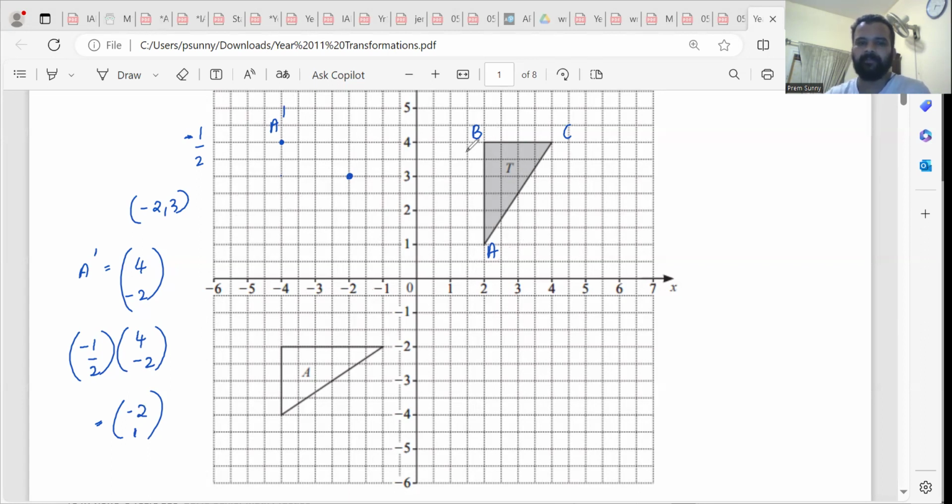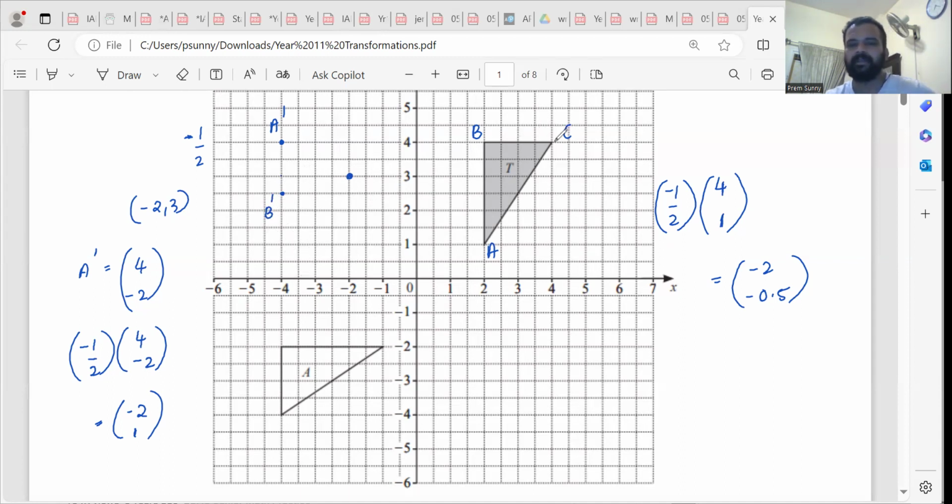Now, to find B from the center of enlargement, I need to move 4 towards right and 1 up. But the scale factor is minus 1 by 2. So minus 1 by 2 multiplied by 4 gives you minus 2, and minus 1 by 2 multiplied by 1 gives you minus 0.5. So from the center of enlargement, I need to move 2 towards left and 0.5 down. This will be my B dash.